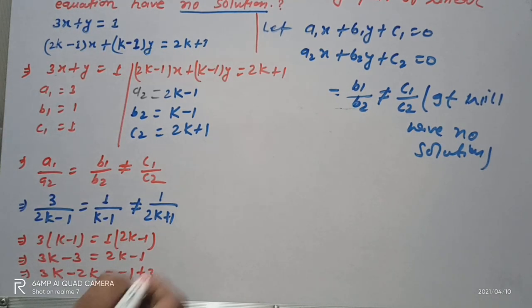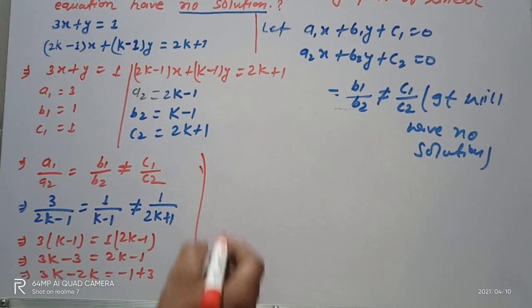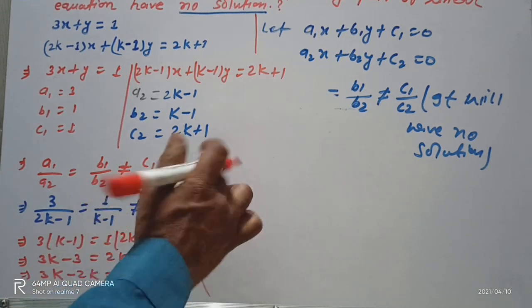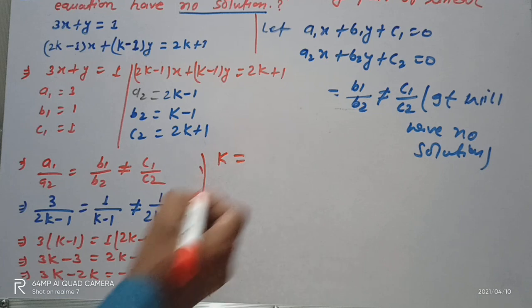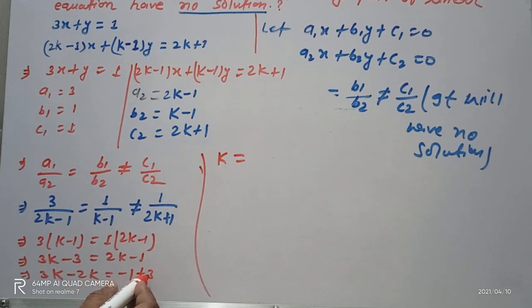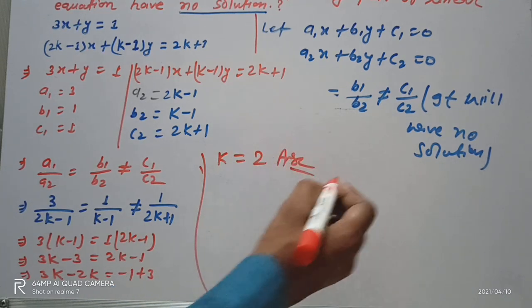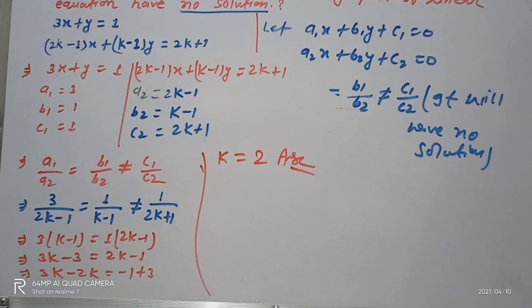Similarly, you can do it here. 3k minus 2k is only k, which is equal to minus 1 plus 3, which is 2. So k is equal to 2. This is your answer, the value of k where the pair of equations has no solution.